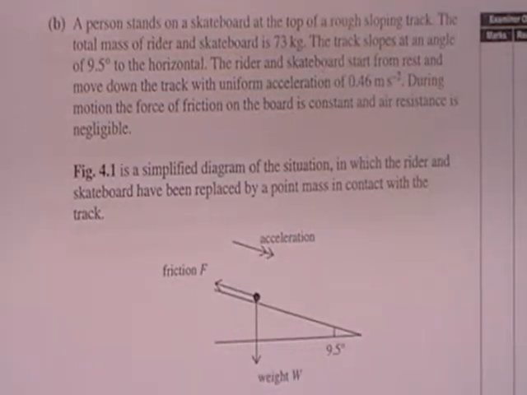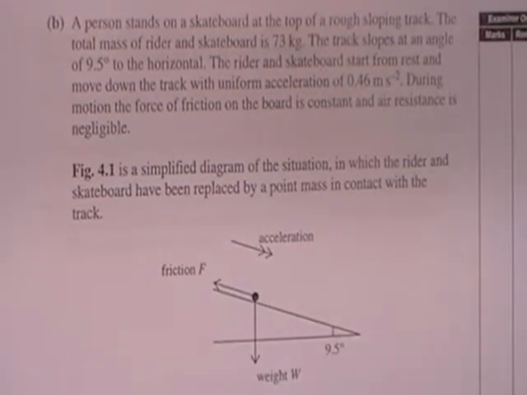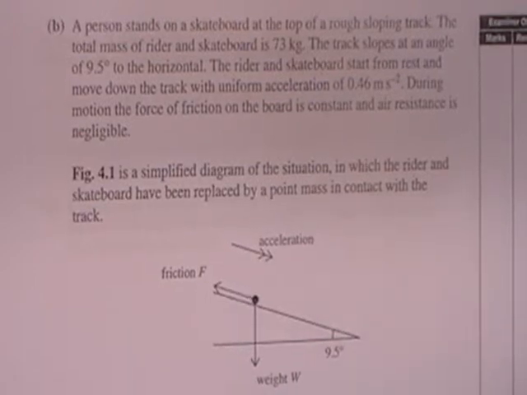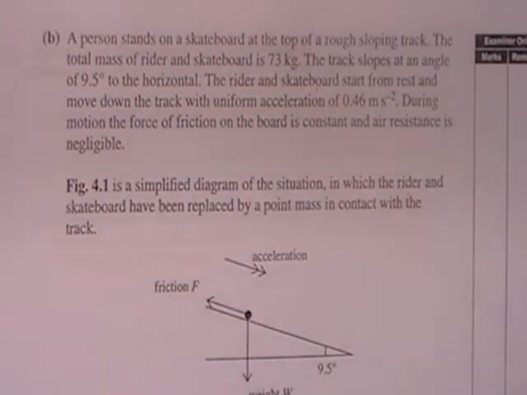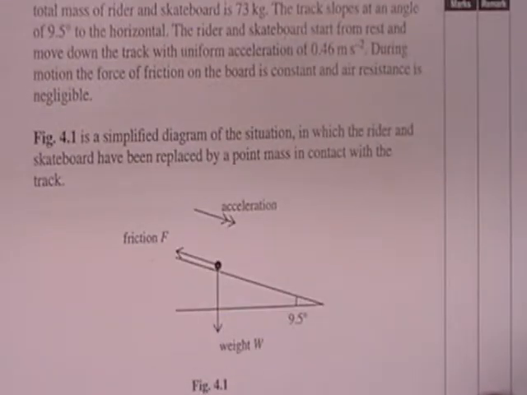This is question 4b from June 2004, January 2005. And again, it is very similar to the one about the car and the ramp. So this is a person standing on a skateboard at the top of a rough sloping track. The total mass of the rider and the skateboard is 73 kilograms. The track slopes at an angle of 9.5 degrees to the horizontal. The rider and the skateboard start from rest and move down the track with uniform acceleration of 0.46 metres per second squared. During motion, the force of friction on the board is constant and air resistance is negligible.